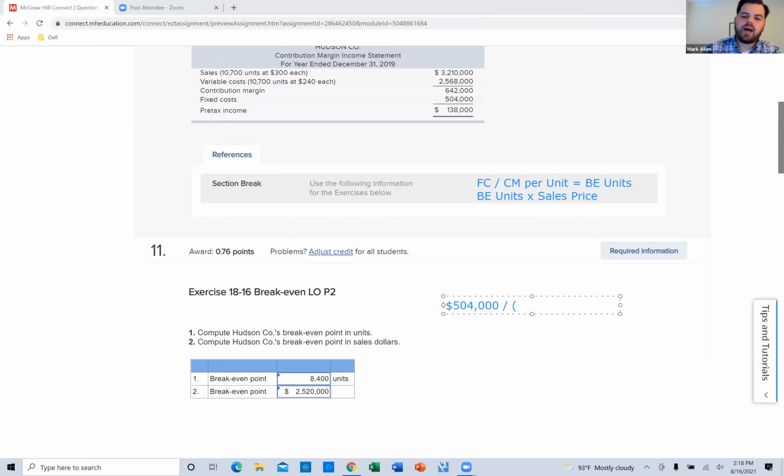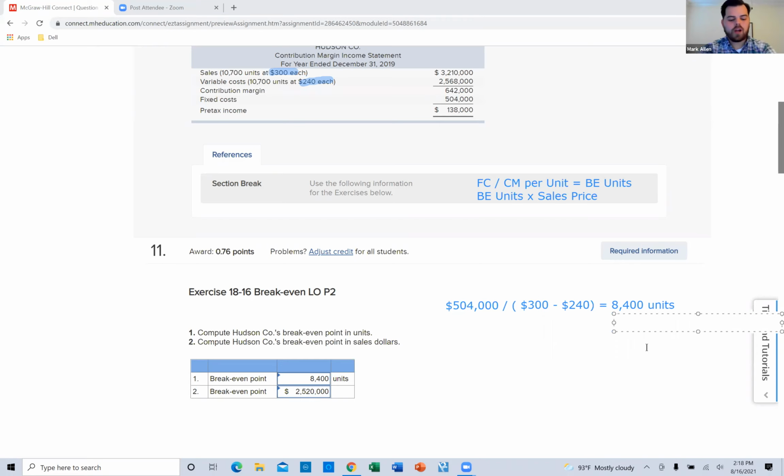And the way that I can figure it out is by just looking in those parentheses for each one of these lines. So I can see that each unit sells at a price of $300. So 300 minus 240. And when I do that, I'll come out to 8,400 units. So there we have it. So there's my break even in units.